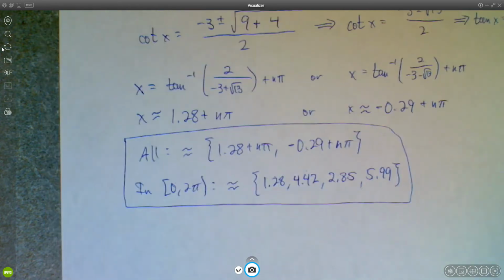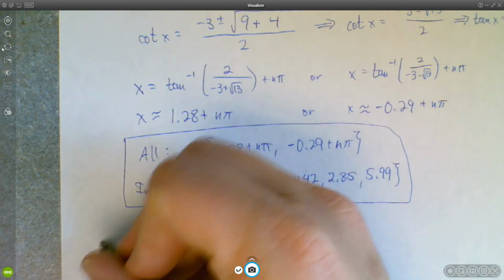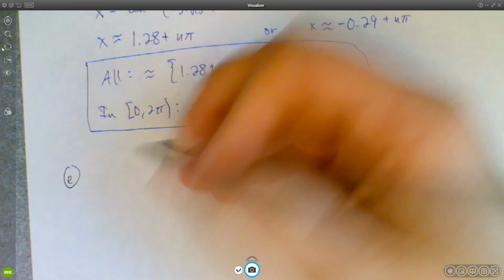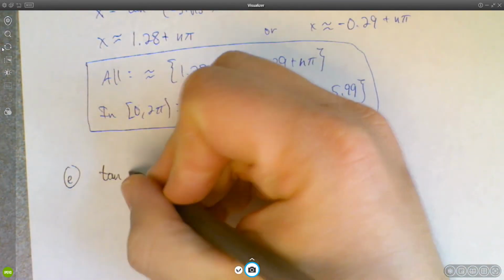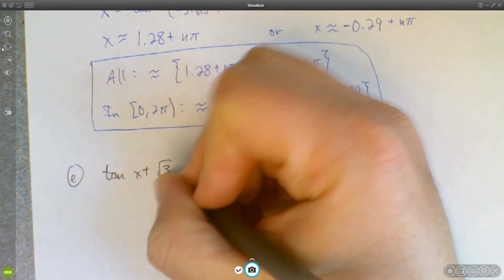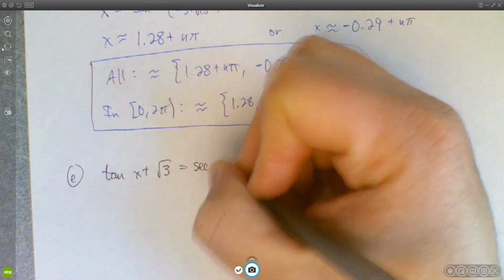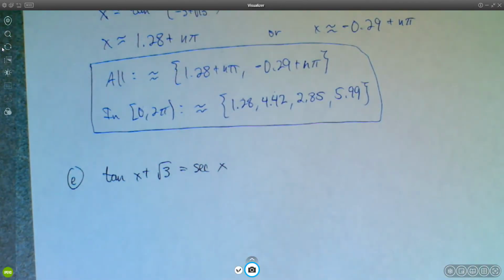Okay, one more. Let's do tangent x plus root 3 equals secant x. Okay, so this one is a little bit tricky.